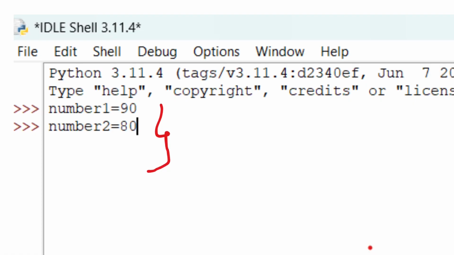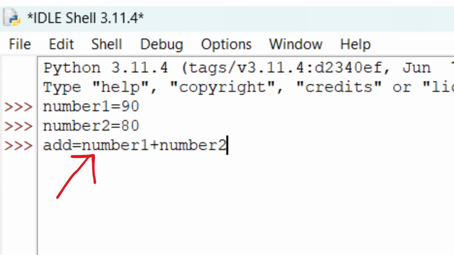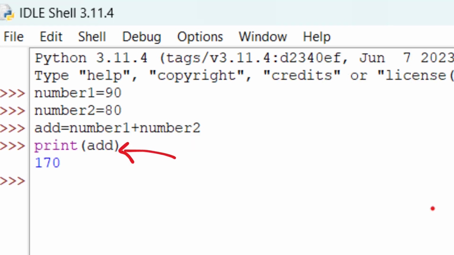So here in this program I have taken two variables at first, that is number 1 and number 2. Number 1 is referencing 90 and number 2 is referencing 80. And another variable add. In that I have given number 1 plus number 2. Now this 90 plus 80 is added together and the add variable is now referencing this value 170.